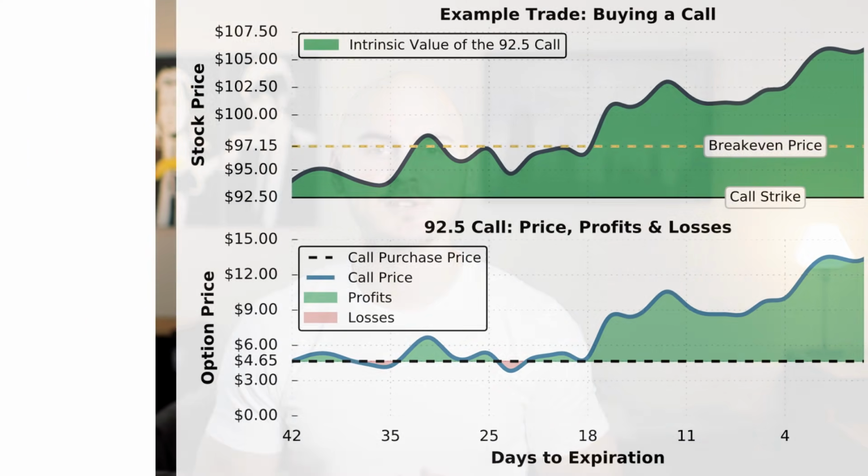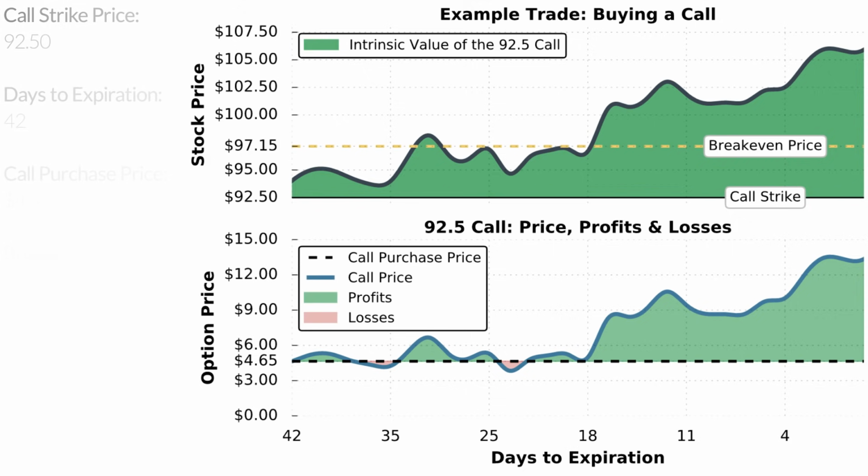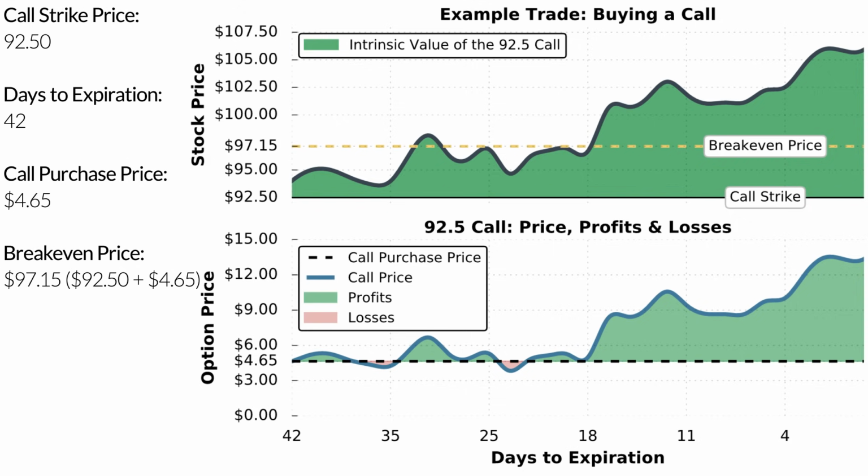Let's go ahead and look at another example, but this time we're going to look at a call option purchase that makes a lot of money. In this example, a call option with a strike price of $92.50 and 42 days to expiration is purchased for a price of $4.65, which gives this trade a break-even price of $97.15. As we can see here, the stock price increases steadily over the entire trade duration and is well above the break-even price of $97.15 at the time of expiration.